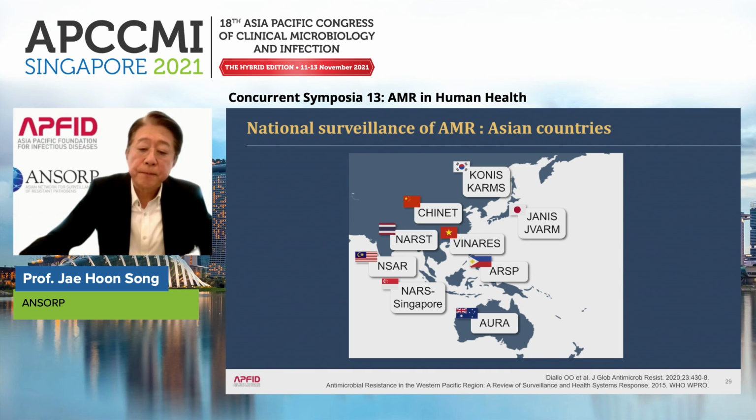In the Asian regions, a couple of countries, including Korea, Japan, China, India, Vietnam, the Philippines, Malaysia, Singapore, and Australia, have organized the national surveillance system as shown in this map. These national surveillance programs have been doing national surveillance studies for major pathogens, and they have reported the data in local and international journals. These programs obviously contribute to increasing the awareness of AMR and to making relevant policies and strategies to solve the problems.